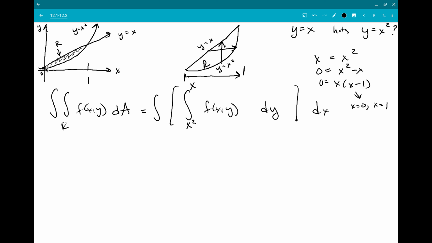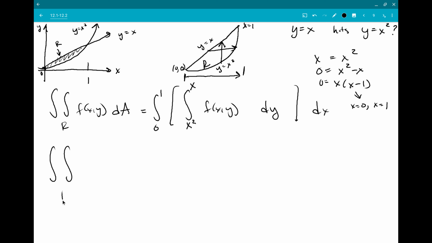I drew that kind of bad to start. Sorry, they're down here at x equals 0. And so the furthest left my region goes right here is the point 0, 0. And the furthest right my region goes is when x equals 1, which happens to be y equals 1 as well. And so my x bounds go from 0 to 1.